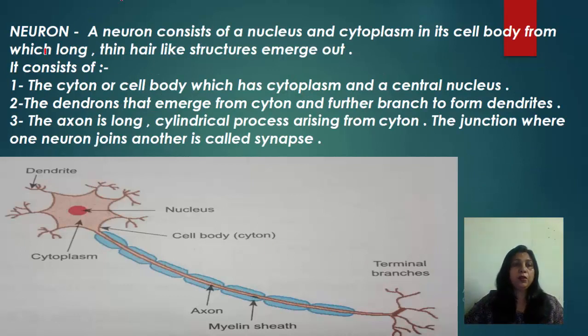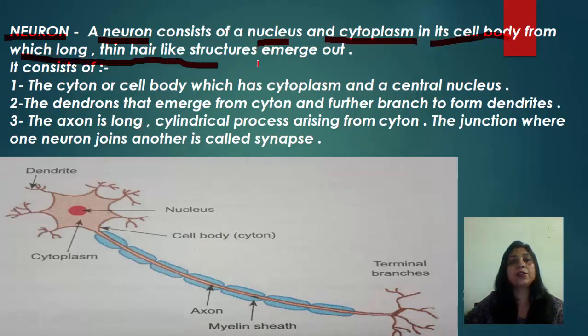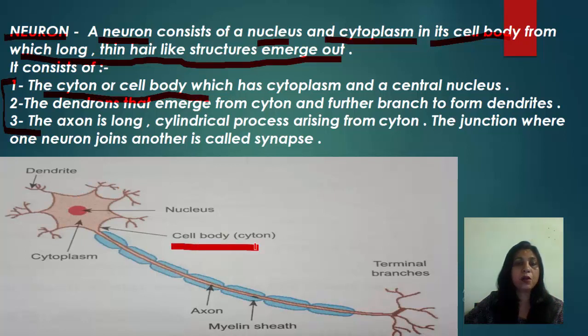Now neuron. Neuron is the functional unit of the nervous system. A neuron consists of a nucleus and cytoplasm in its cell body, from which long, thin hair-like structures emerge. What are the three things which are present in a neuron? Number one is the cyton or the cell body. It has cytoplasm. You can see this is the cell body, cyton. It has a nucleus and cytoplasm.